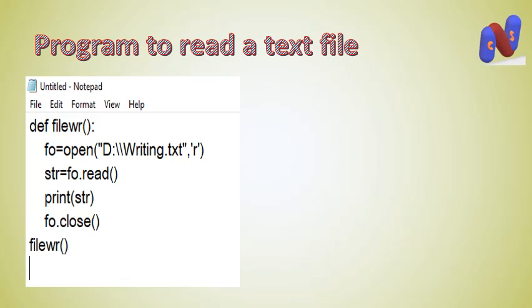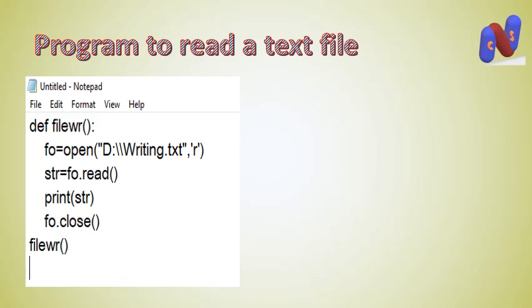So fo equal to open d:writing.txt, and I am going to open my file in read mode, meaning 'r', with the help of file access mode 'r'. As I have to print the data on our output screen, we need a value, so I am going to read all the data into a variable str. Here you can see str equal to fo.read. fo is the file object which will be used to read the data from the existing file, and it will return its value to str.